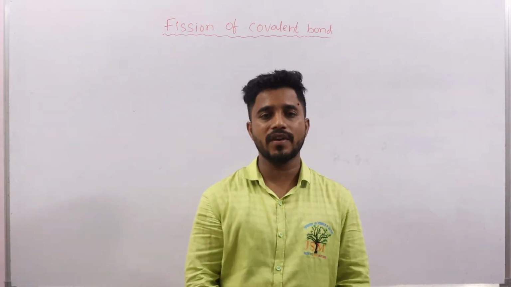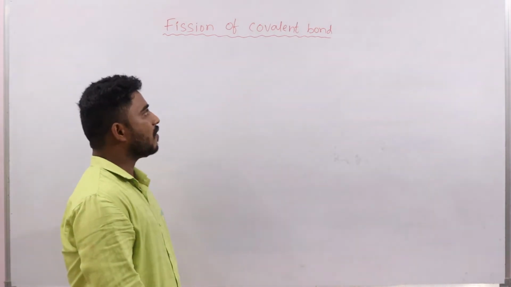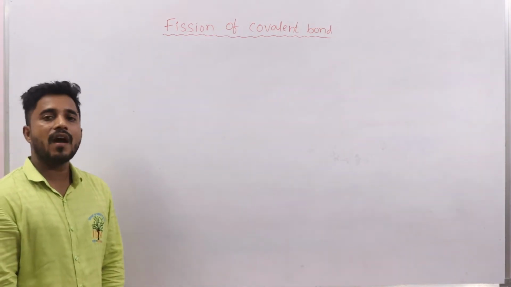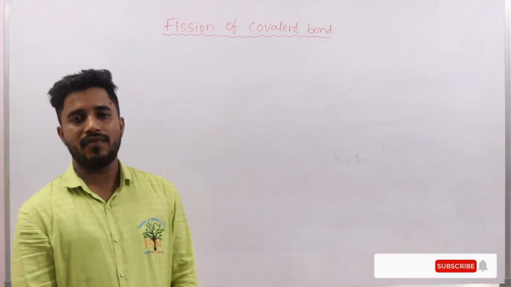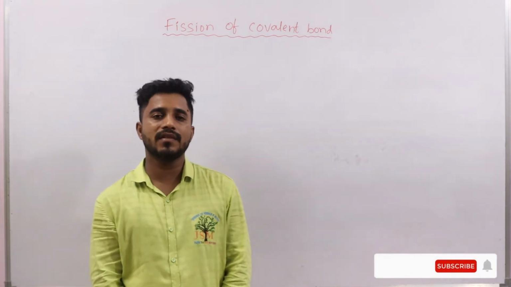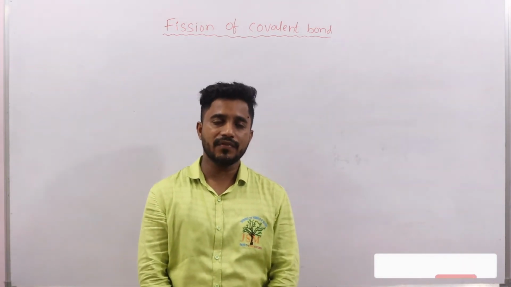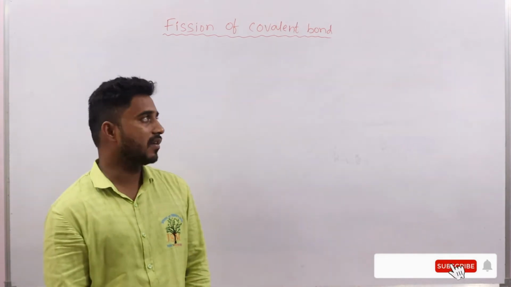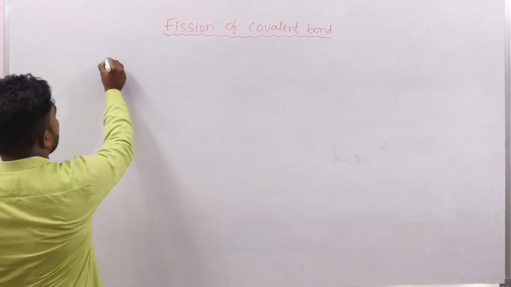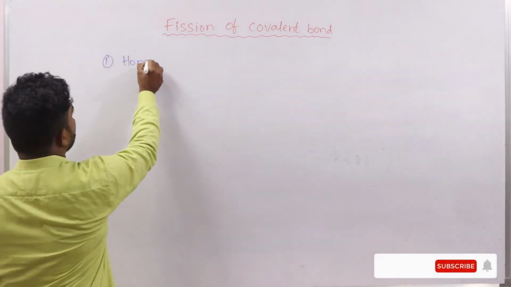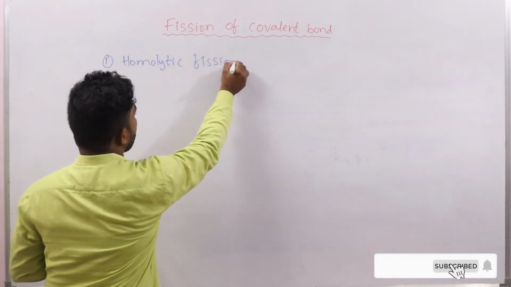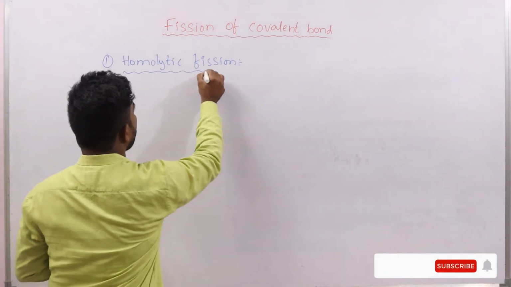In this video, I am going to explain fission of covalent bond. In the fission of covalent bond, we have two types of covalent bond fission. One is homolytic fission, also called homolysis, and one more is heterolytic fission, also called heterolysis. Let us see the first type of fission, that is homolytic fission.